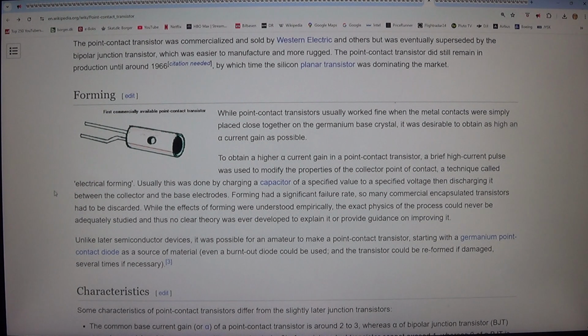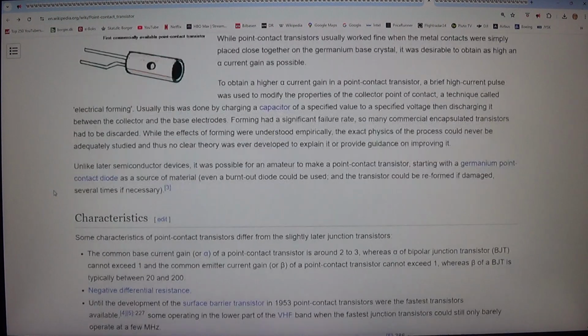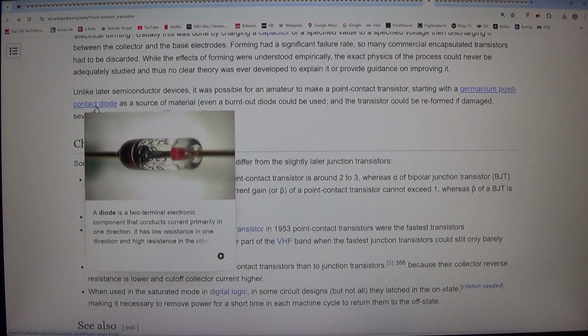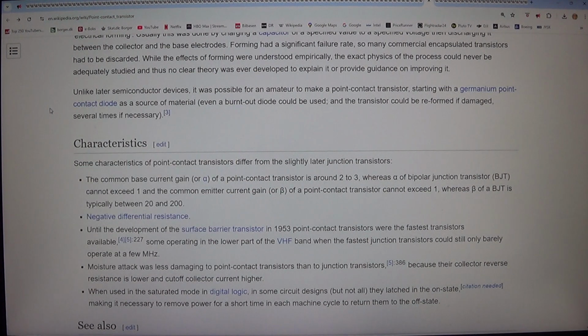While the effects of forming were understood empirically, the exact physics of the process could never be adequately studied, and thus no clear theory was ever developed to explain it or provide guidance on improving it. Unlike later semiconductor devices, it was possible for an amateur to make a point contact transistor, starting with a germanium point contact diode as a source of material. Even a burnt-out diode could be used, and the transistor could be reformed if damaged, several times if necessary.